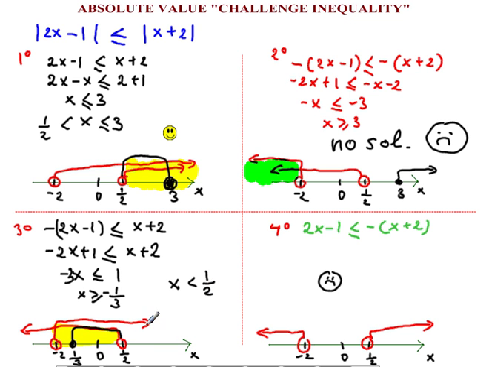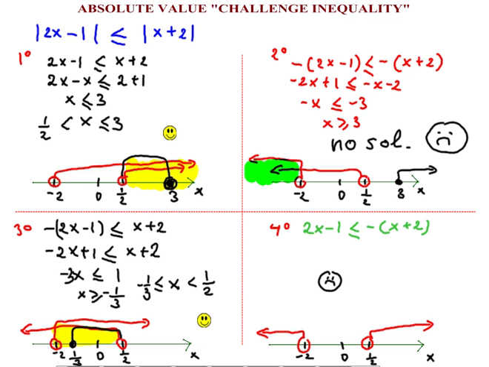x is less than 1/2. However, greater or equal to -1/3. Very important for you to understand that. You include -1/3 because of this inequality symbol, but you don't include half because half is not part of the domain. Very, very important for us to understand. All right, so we have a happy ending for case number 3 as well.